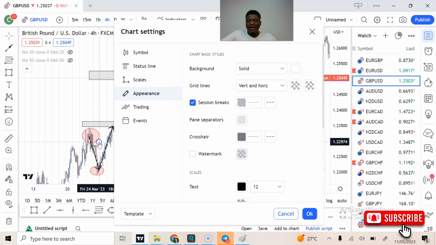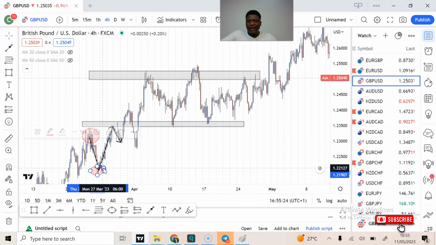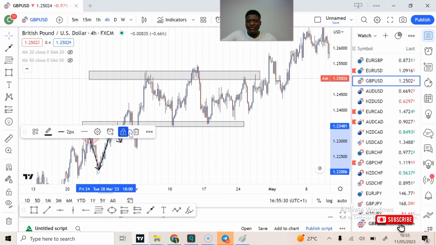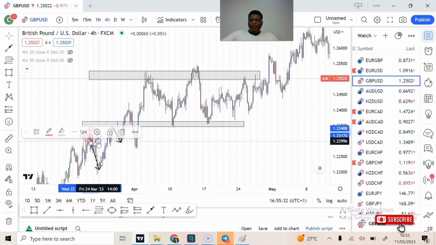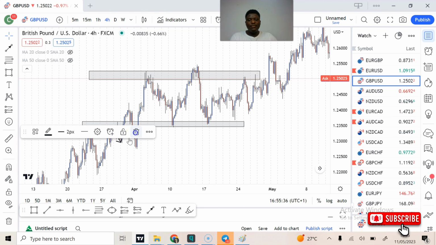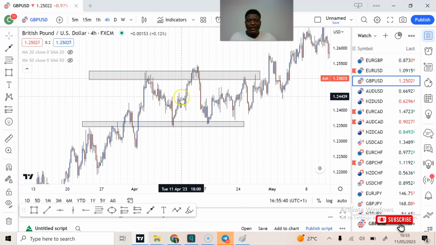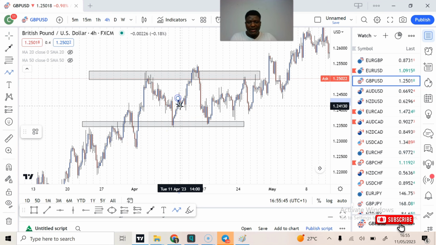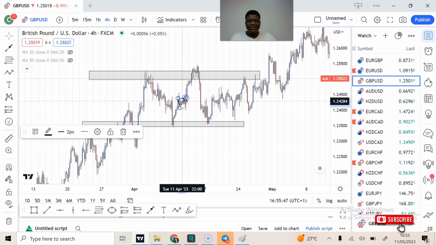Anytime I mark out my major key levels, my major support and resistance zones, what I do most of the time is I totally ignore all the noise. There's something called market noise. All these other little movements you see here, like from here to here, this is not really a support.